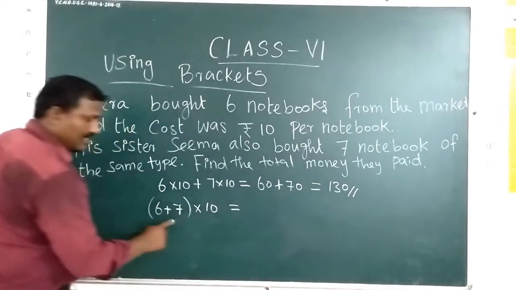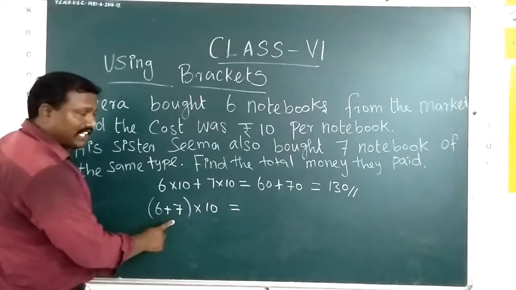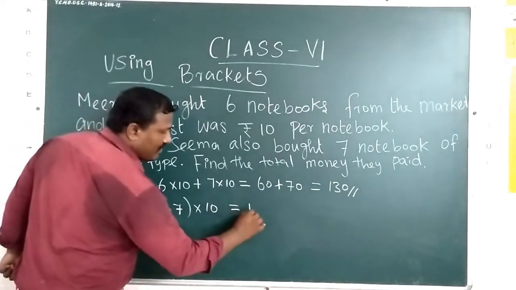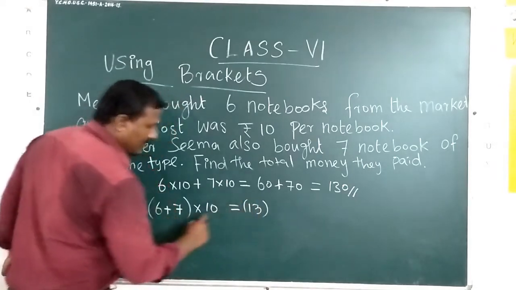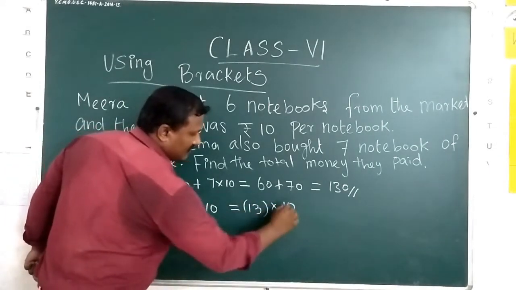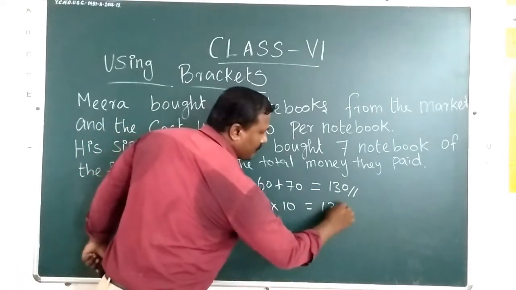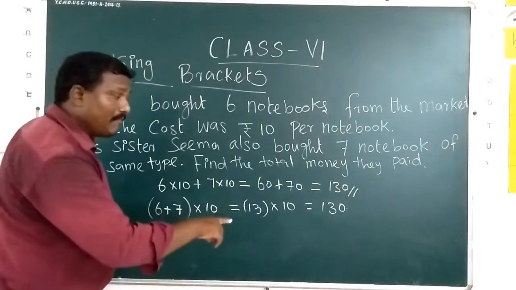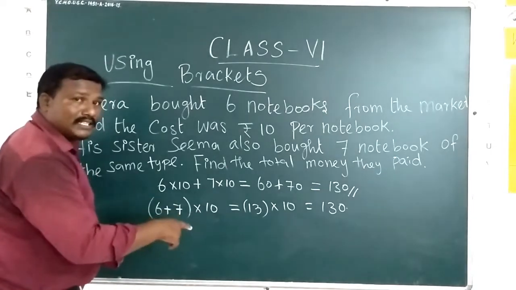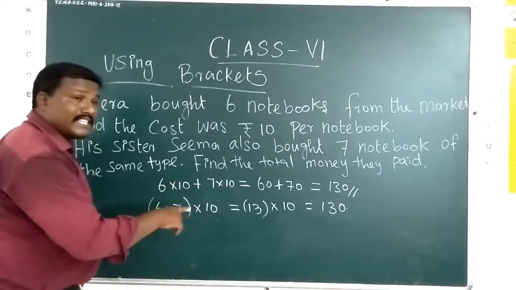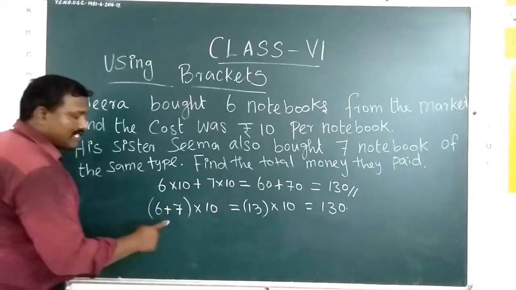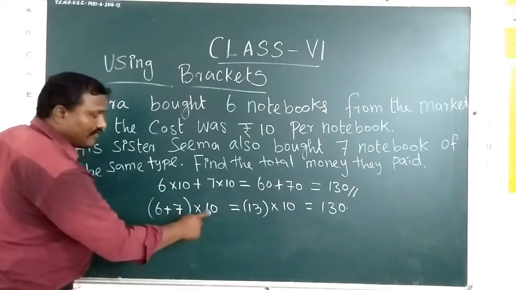So what is the simplification of this mathematical expression? 6 plus 7, 13, no? Then multiply by 10. Then 13 into 10, 130. So the answer is the same, but when we are solving using brackets, we can easily identify it. It means we can add first, then after that we can multiply.